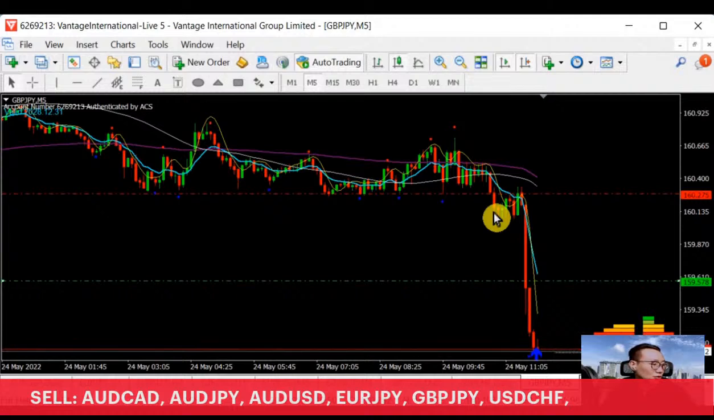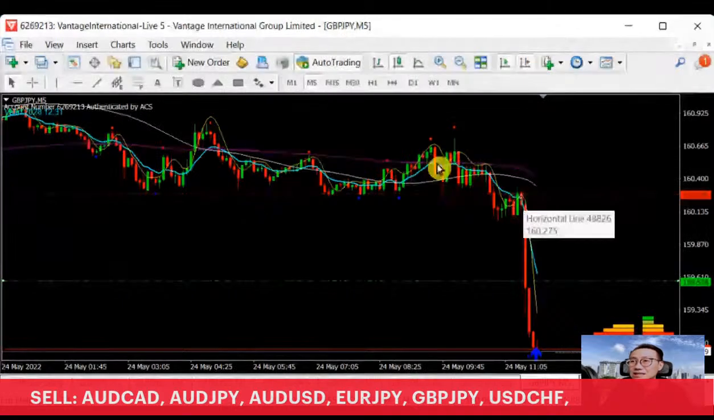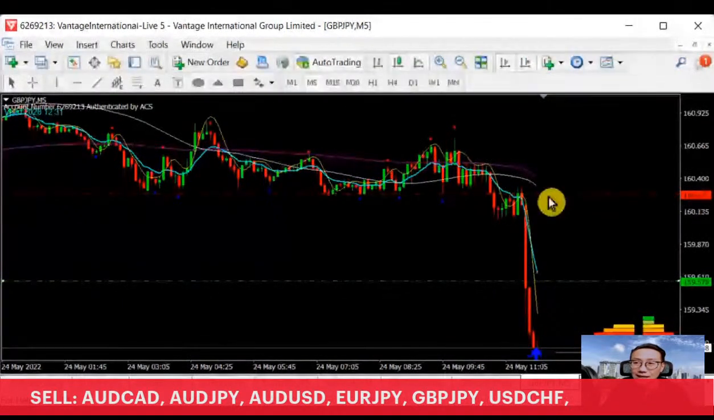So that you know that at this point of time there may be a false breakout. So I'm willing to wait. I'm willing to wait for it to retest the previous support as a resistance. Then I proceed with my selling.